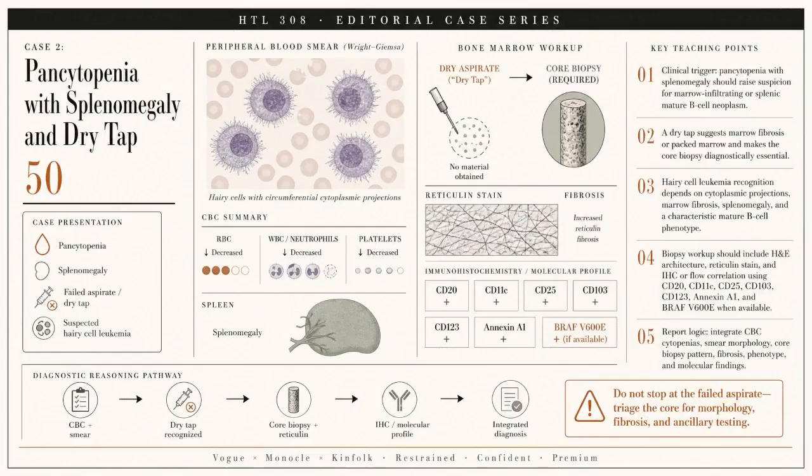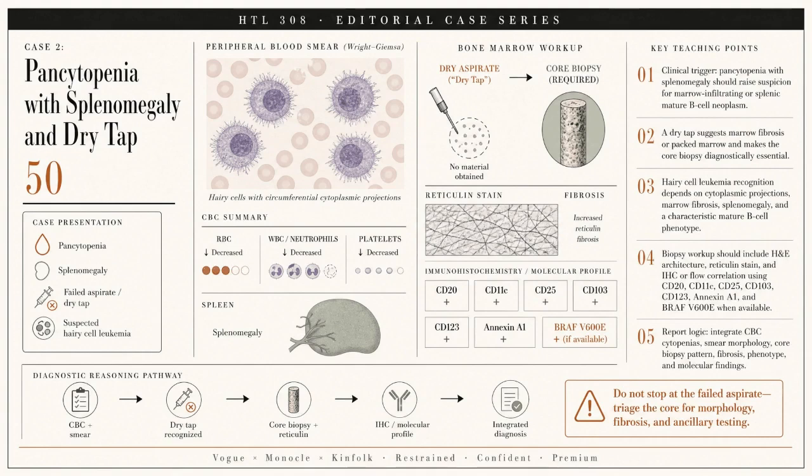Understanding this entity is critical for histotechnologists because it exemplifies the interplay between clinical presentation, specimen handling, histologic evaluation, and ancillary testing in the diagnosis of hematolymphoid neoplasms. Patients with HCL typically present with pancytopenia, meaning a reduction across all three major blood cell lines, red cells, white cells, and platelets, and splenomegaly, which is an enlargement of the spleen due to infiltration by neoplastic hairy cells. These clinical signs guide the laboratory's approach to specimen collection and processing.